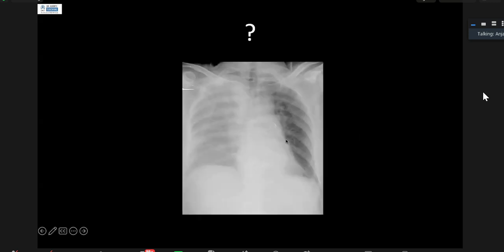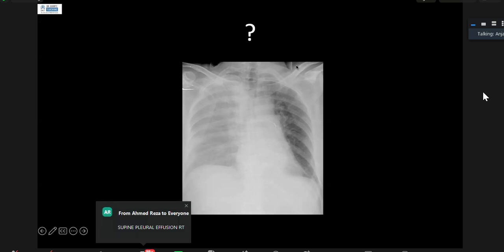Now, this is an X-ray which, let me see if anybody has any comments, any thoughts, what this could be. This looks very different from the pleural effusion that we have seen so far. Very good. So there's an answer, supine pleural effusion, right? That's very good. Impressive. Very good.